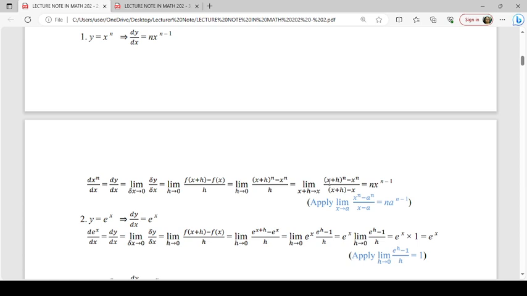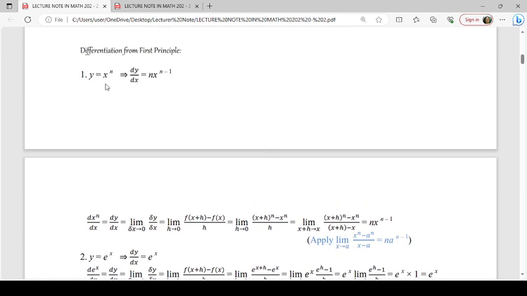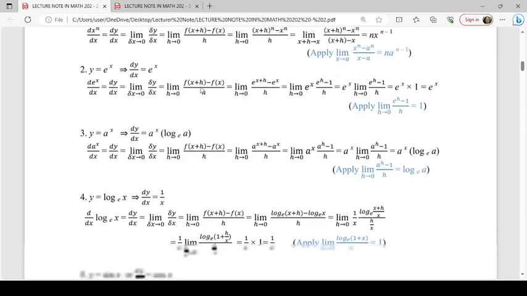This is a formula for a limit. This limit is n times a to the power n minus 1. Here a is x and x is this x plus h. So x plus h tends to x means h tends to 0. So it is n x to the power n minus 1. So this is a formula: d by dx of x to the power n is n x to the power n minus 1.